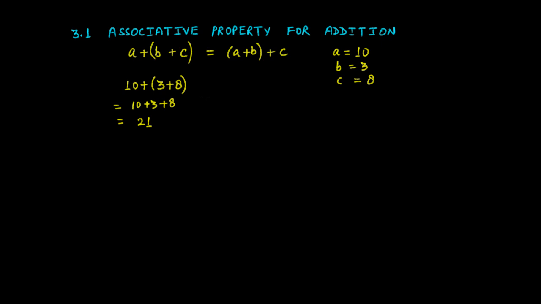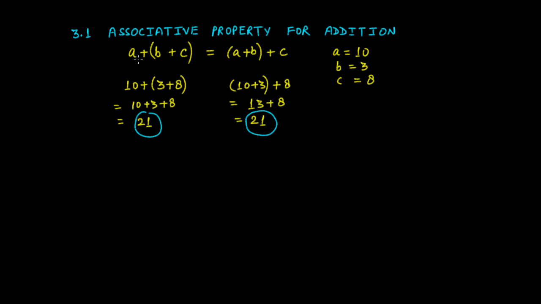What about this one? If you apply here, you have 10 plus 3 within brackets, and then plus 8. You have 13 plus 8, and you get 21. So of course this is 21, and here we have 21. So these two integers are exactly equal, right?